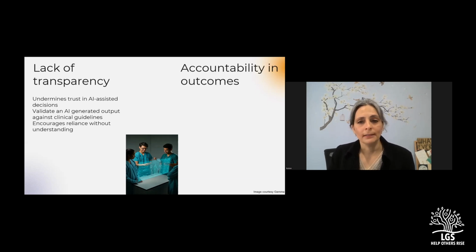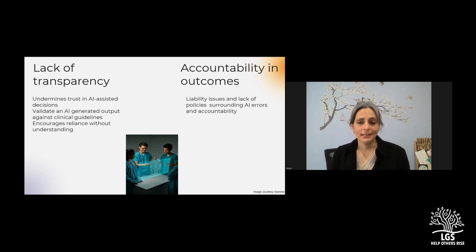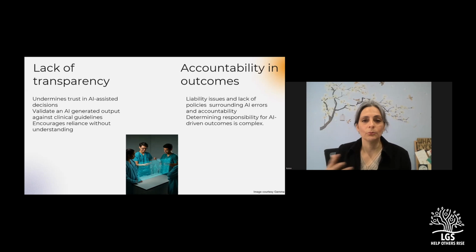And then lastly is accountability in outcomes. There's a lack of clarity. Somebody mentioned in the chat, who's liable? If there is an error, are there policies that determine it's AI's fault? What does that mean? How are we going to circumvent this? So it's very important to determine, in all of this, who is responsible in the big picture.